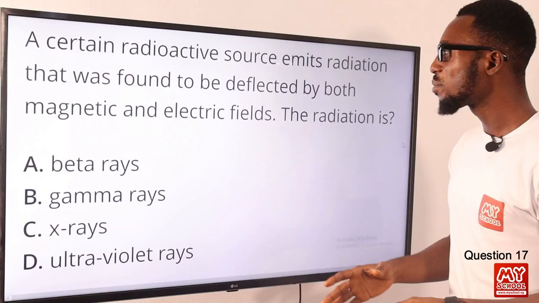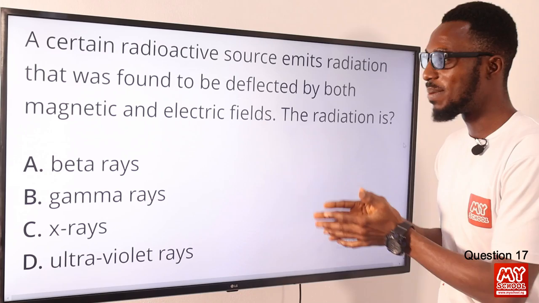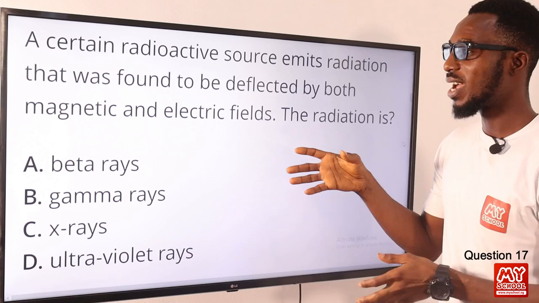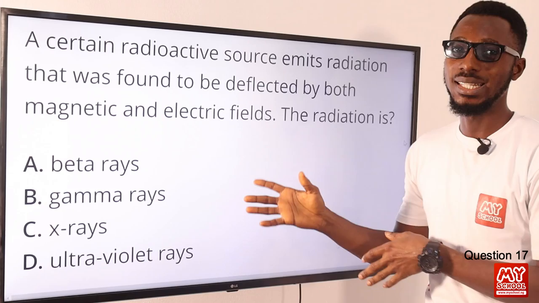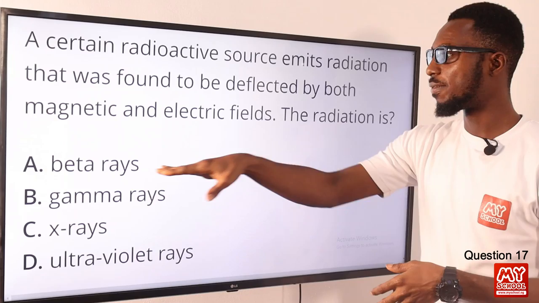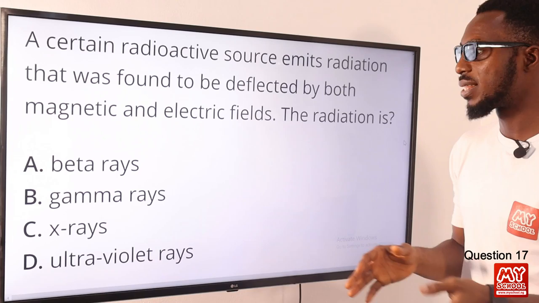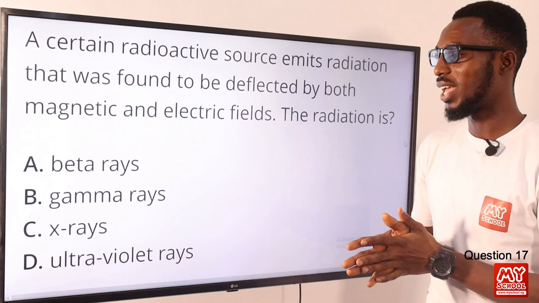Question 17. A certain radioactive source emits radiation that was found to be deflected by both magnetic and electric fields. The radiation is simply beta particles or beta rays, because both the magnetic and electrostatic fields actually affect beta rays. In an electrostatic field, it's deflected towards the positive plate, and you will see it is quite distinct and marked. Gamma rays and X-rays are electromagnetic waves, so it's a no-no.